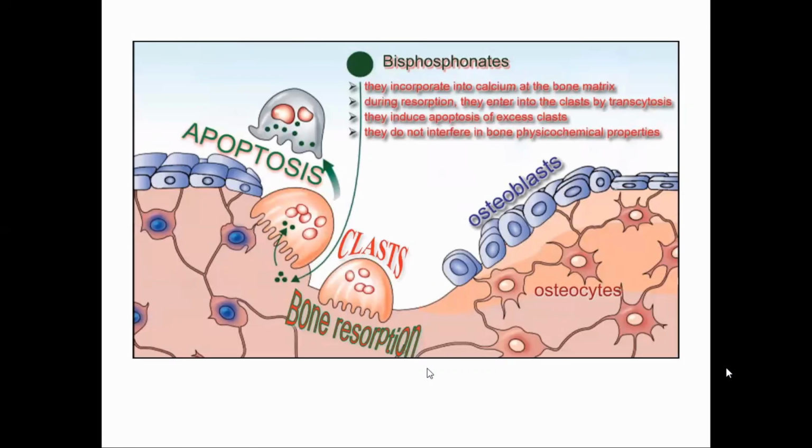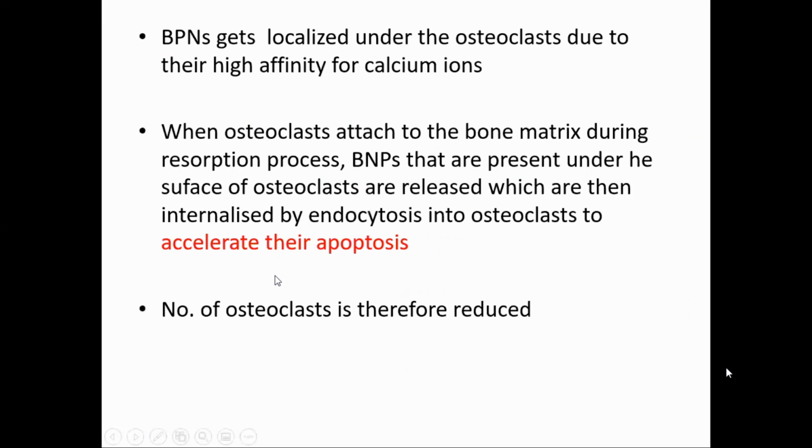This is the bone matrix consisting of osteoclast cells and osteoblast cells. Bisphosphonates have very high affinity for the calcium ions present in the bone. After they are given, they get localized under the surface of the osteoclasts, which are the bone resorbing cells. When osteoclasts attach to the bone matrix during the bone resorption process, the bisphosphonates present under the surface of the osteoclast are released, and are then internalized by endocytosis into the osteoclast to accelerate their apoptosis.